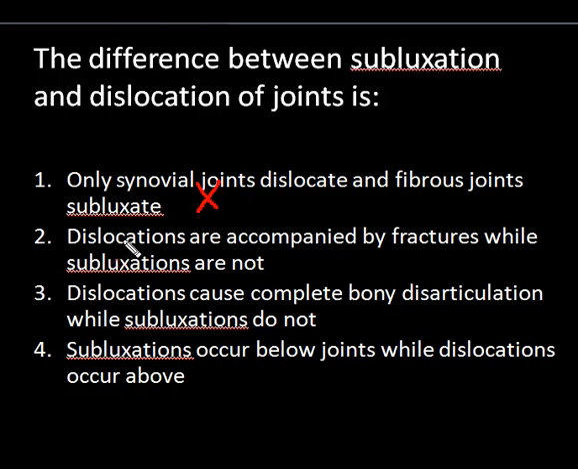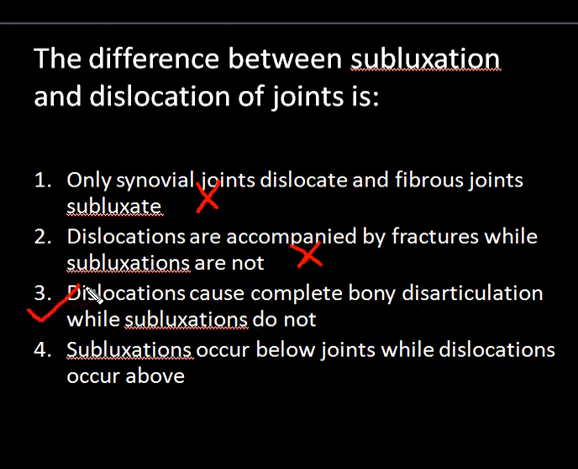The second statement, which says dislocations are accompanied by fractures while subluxations are not, this again is not true, because dislocations are not necessarily accompanied by fractures, and subluxations may or may not have a fracture accompanying them. The bones which subluxate may or may not have a fracture. So again, this is not a true statement. Third one, dislocations cause complete bony disarticulation. That means the bones do not articulate at all in dislocations, while subluxations do not cause complete bony disarticulation.